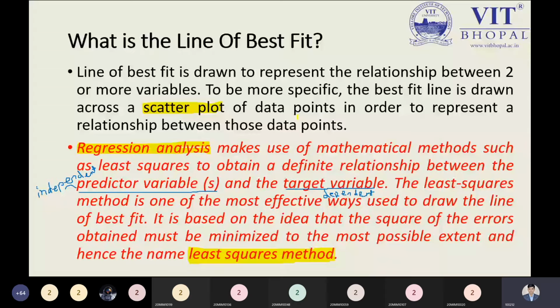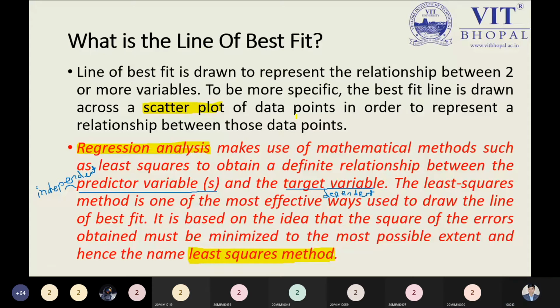Now clear? Just tell me right now. Yes, sir. Okay, no problem. With the help of the diagram, everything will be clear. Don't worry. Okay, so now move to this point.